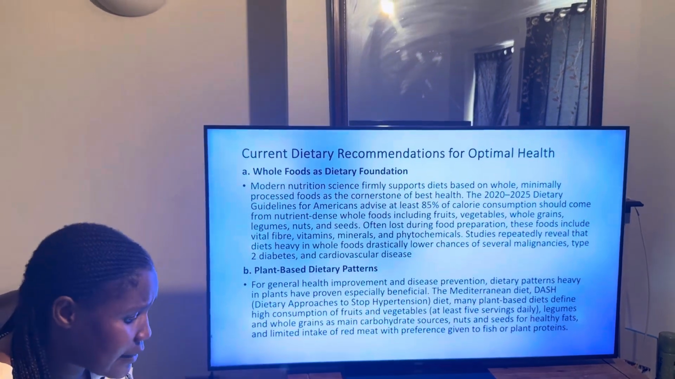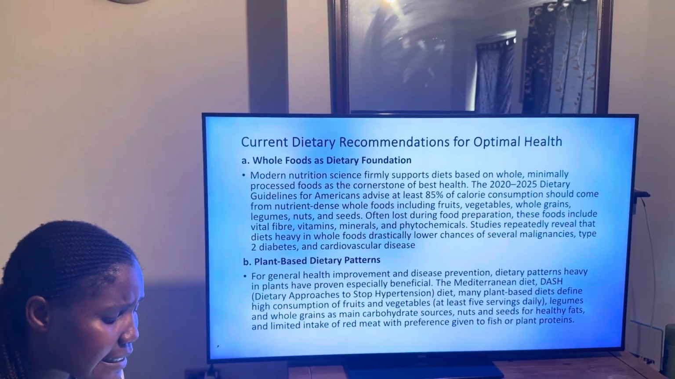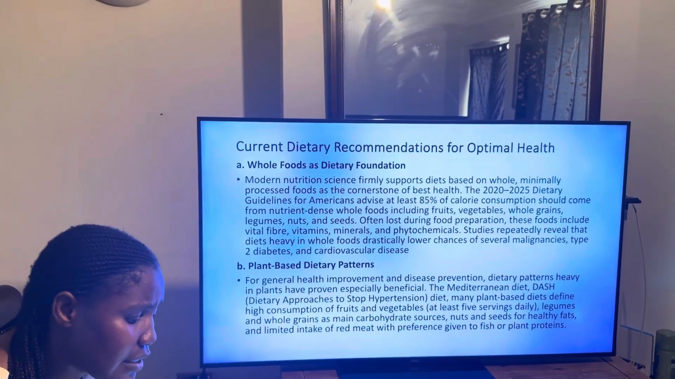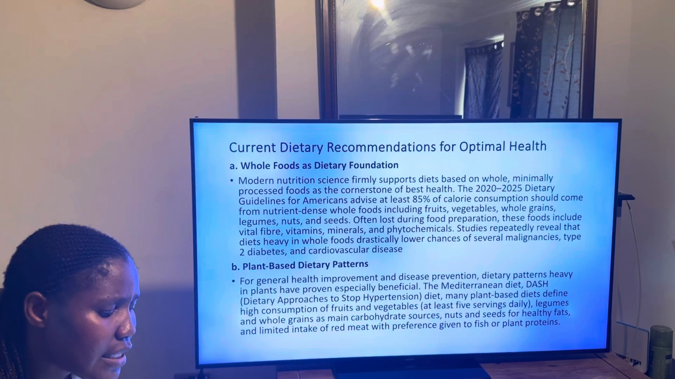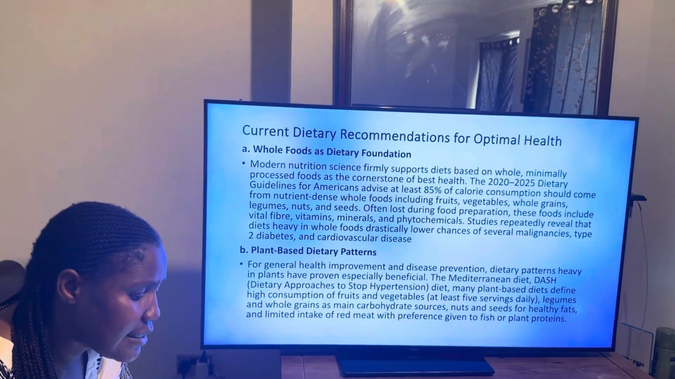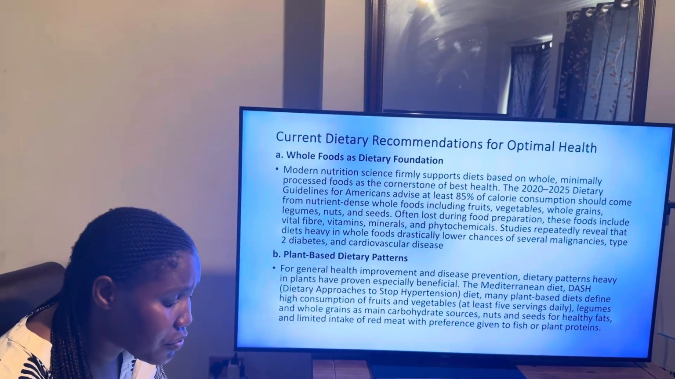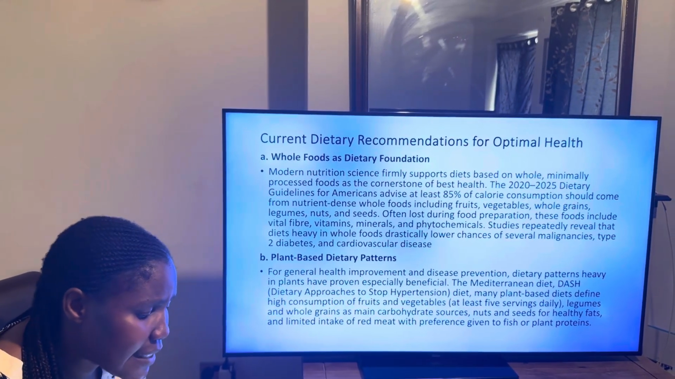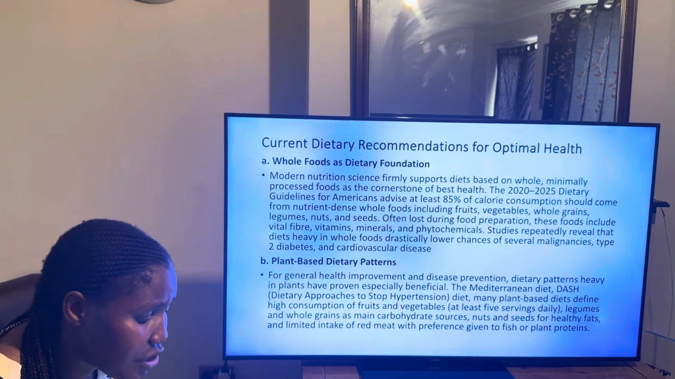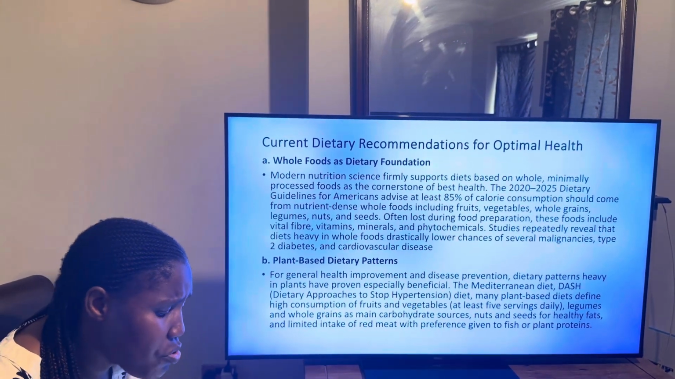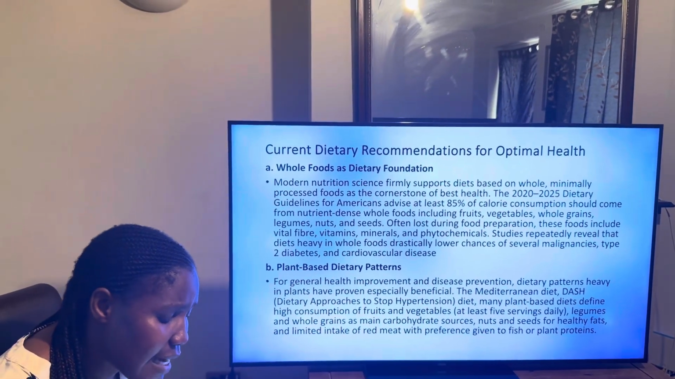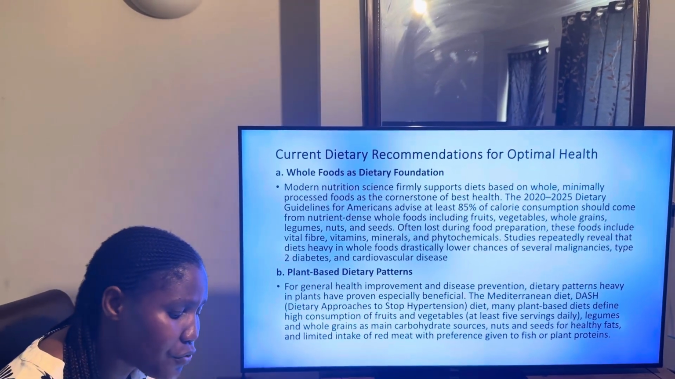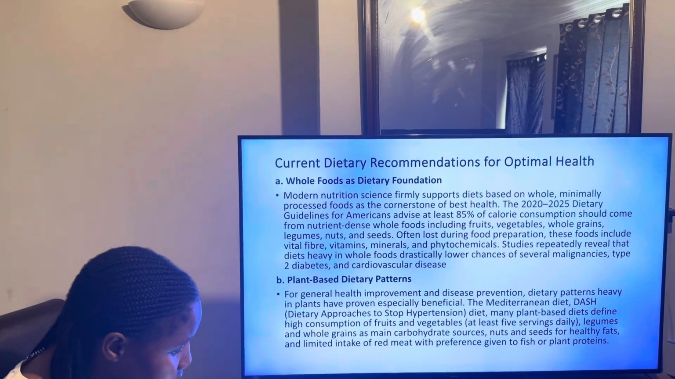Plant-based dietary patterns. For general health improvement and disease prevention, dietary patterns heavy in plants have proven especially beneficial. The Mediterranean diet, that is, the dietary approaches to stop hypertension diets. Many plant-based diets define high consumption of fruits and vegetables, legumes and whole grains as main carbohydrate sources, nuts and seeds for healthy fats, and limited intake of red meat, with preference given to fish and plant proteins.